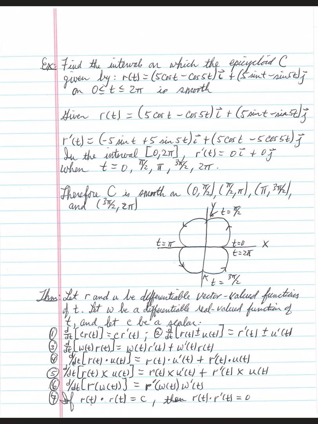In the interval from 0 to 2 pi, where your derivative is 0 for each i and j component, that occurs every pi over 2 units. C is smooth. Think of it as a 4-leaf clover. On the curve part into each quadrant, that part is smooth. At each quadrantal angle, the derivative will be 0 and therefore not smooth. That's why there's parentheses instead of brackets here.